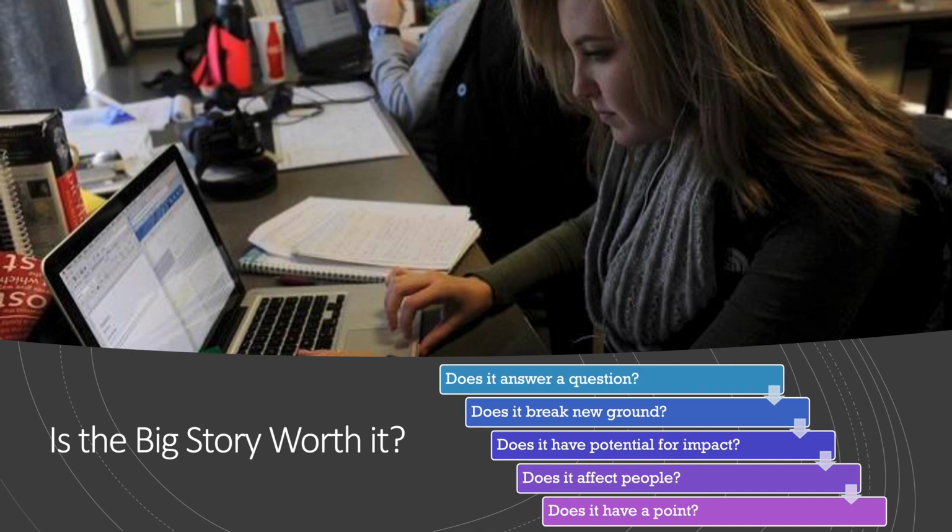Sometimes it can take up time, and you don't want to miss out on other things. But there's some questions that you should ask when you're looking at it. All right. First of all, does it answer a question? Basically, your best investigative pieces and data-related stories answer a question.